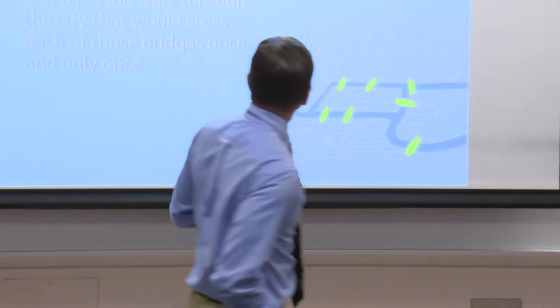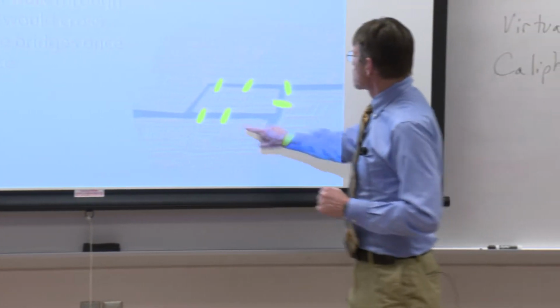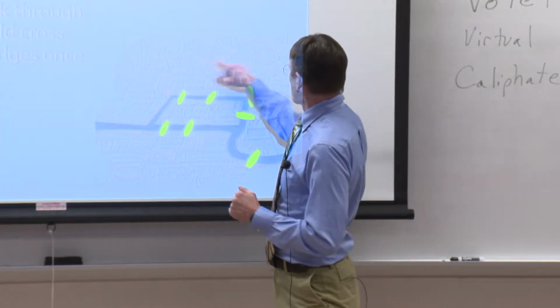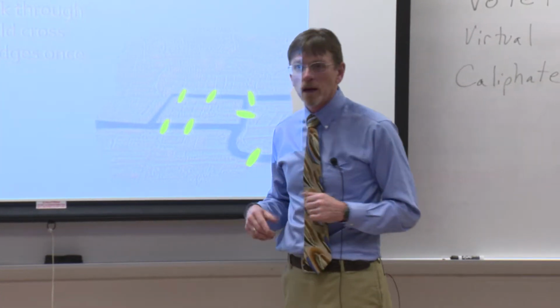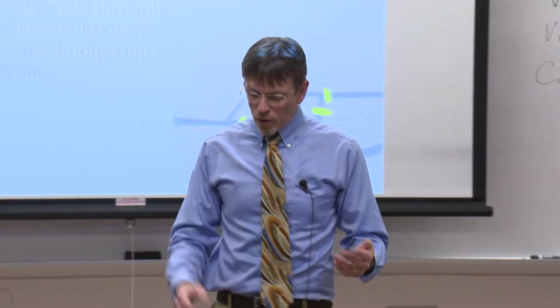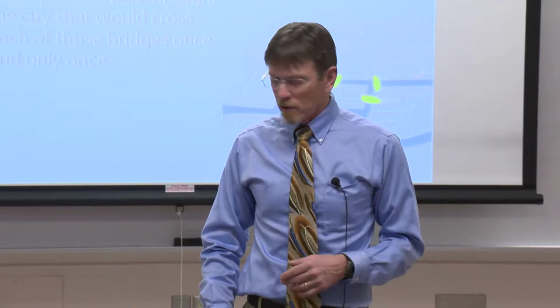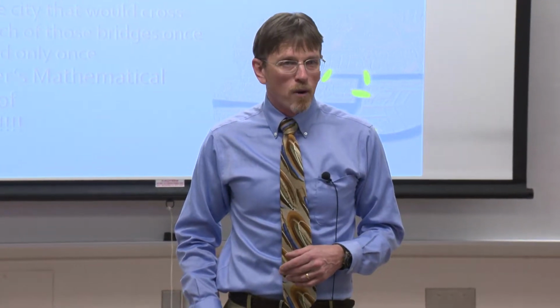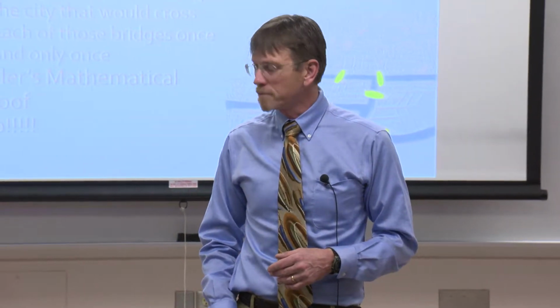There's nodes, little dots, and the bridges are, or I guess, links to different parts that you want to go to. And this is basically a graph. And so Euler does his mathematical analysis and says, no, you can't do it. And this gives birth to the field of graph theory.